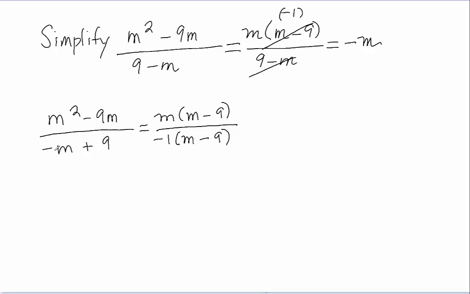you'll notice if I take a negative 1 out of negative m, I need an m, and a negative 1 out of positive 9, I need a negative 9, because negative 1 times negative 9 is positive 9. Now you'll see that they are exact, and so they divide to 1 this time, but look, I've got m divided by negative 1, which is negative m left. So regardless of the method that you use, you will get the same result.